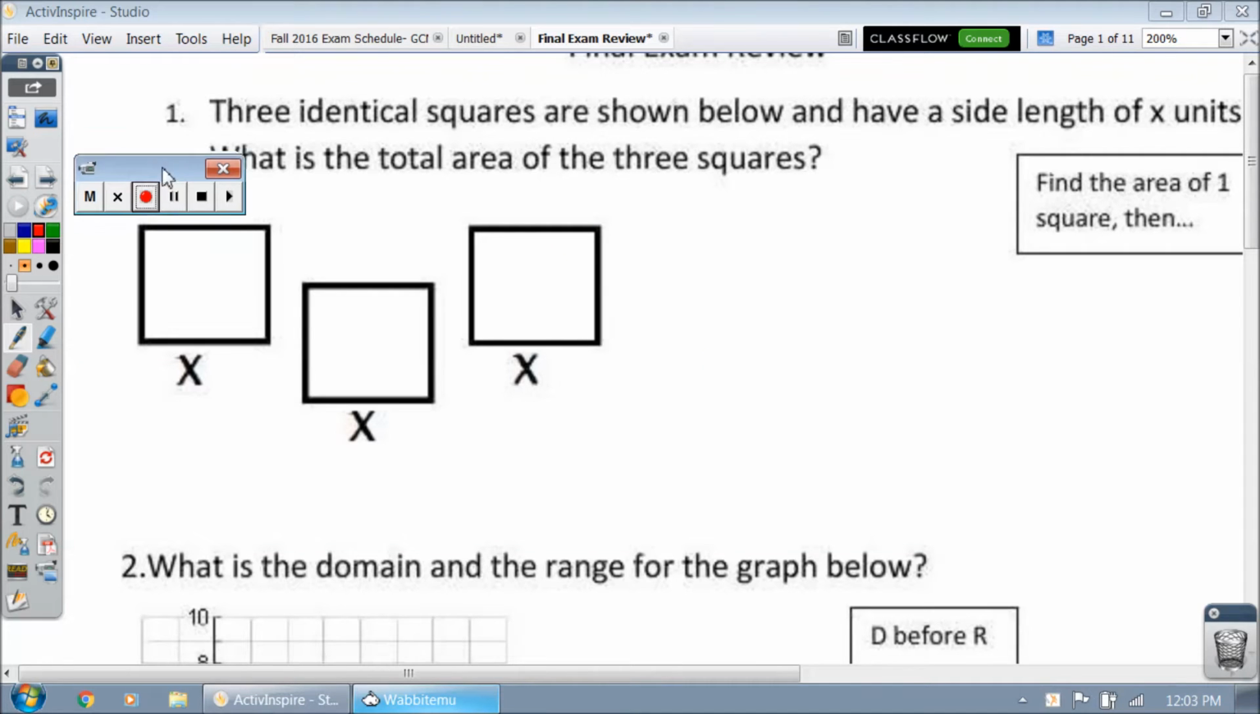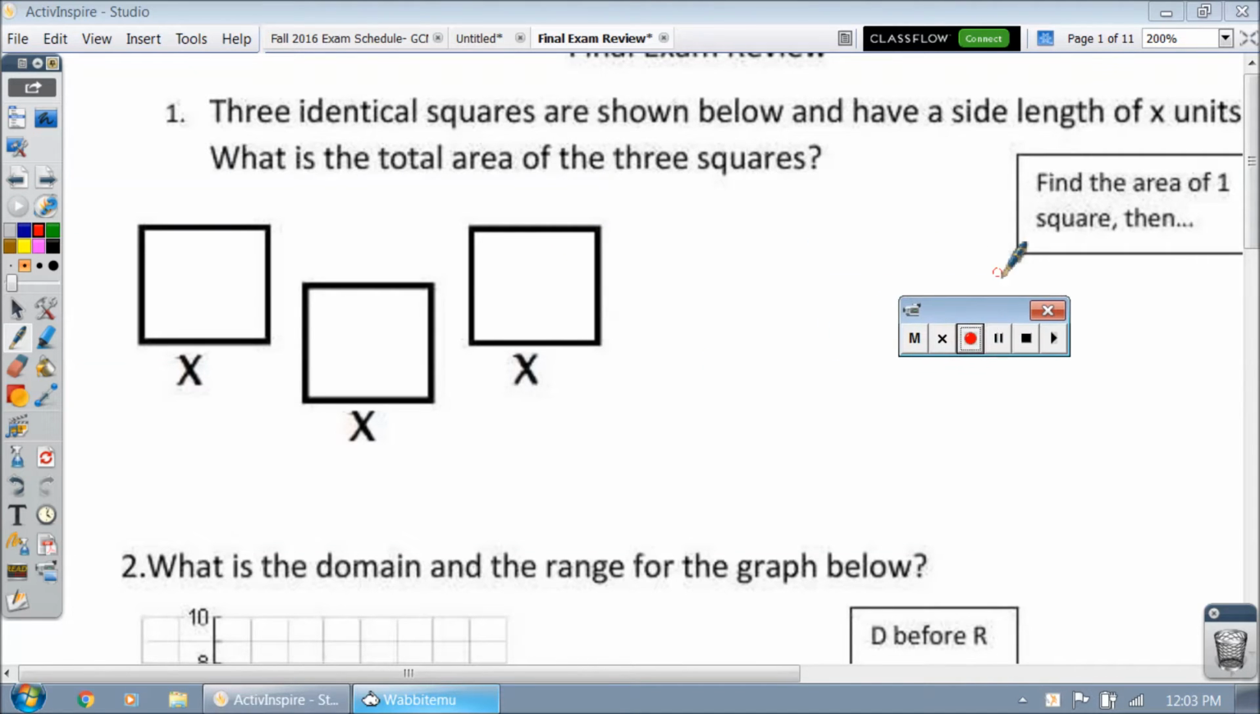Here we go, question 1. Three identical squares are shown below and they have a side length of x units. We need to find the total area of the 3 squares together. Let's find the area of one square first.